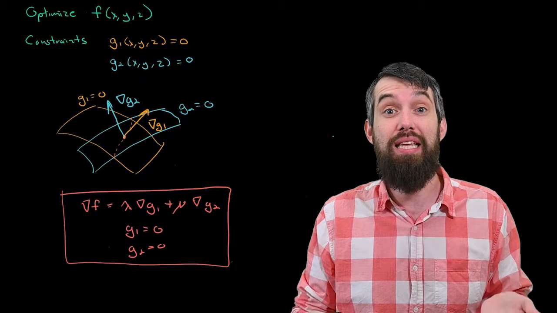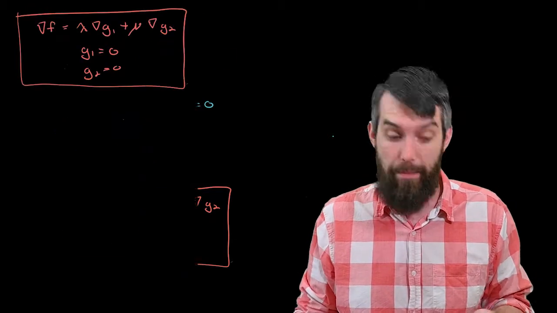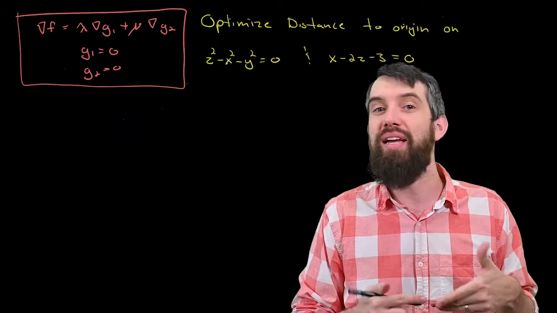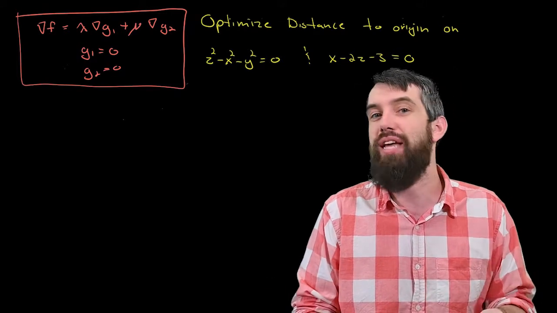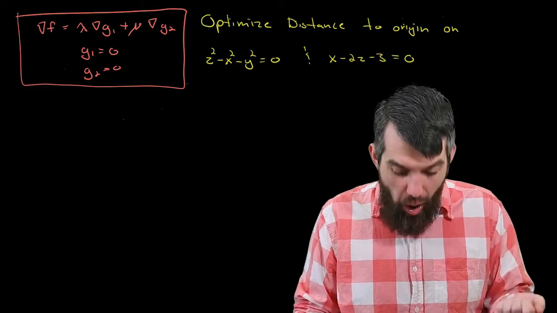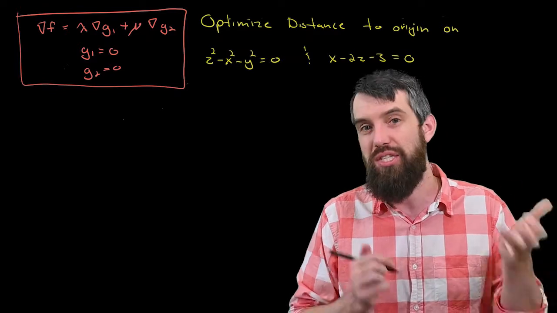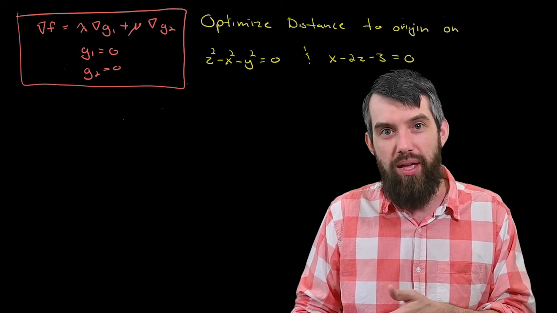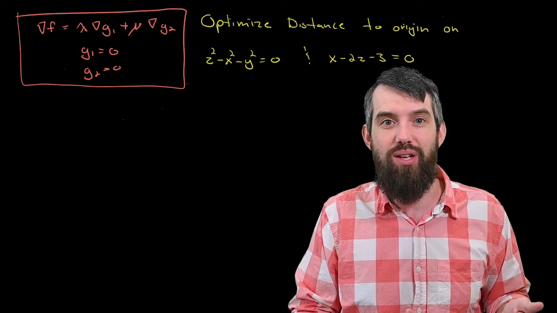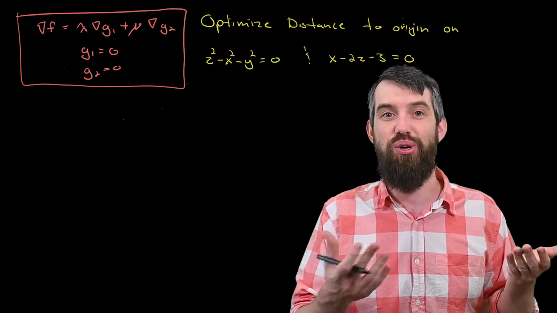So perhaps let's see how we can use this in a specific example. My example is that I want to optimize the distance from the origin out to any points that are on the intersection of two different constraints. One, z squared minus x squared minus y squared is 0, and the other, x minus 2z minus 3 is equal to 0. So the first thing you might note is, where is the function I'm trying to optimize?